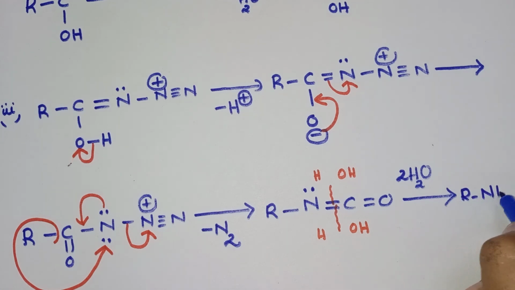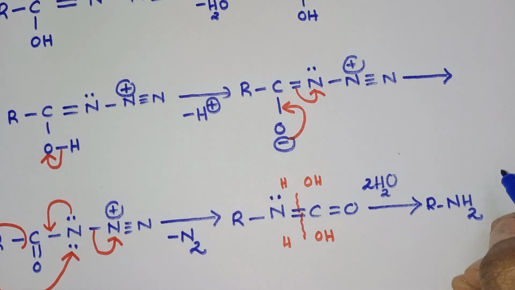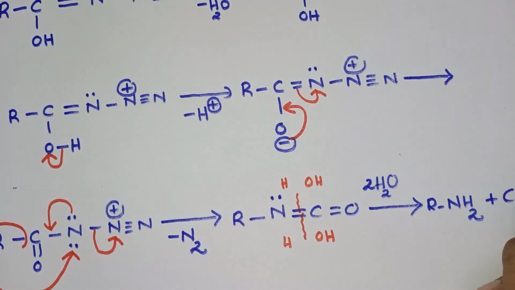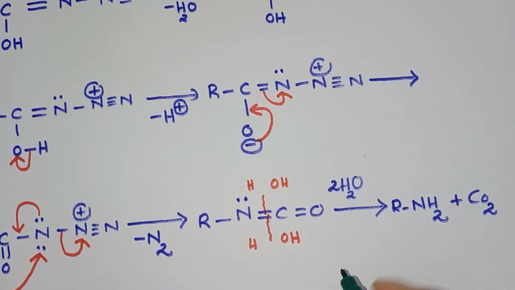This is the product that is being formed in the Schmidt reaction. RNH2 plus CO2 we will get. RNH2 plus CO2. Okay students, look here. So RN with the 2 hydrogens comes out as RNH2. Actually what will happen here? This you need not write in the reaction. I am just showing here.